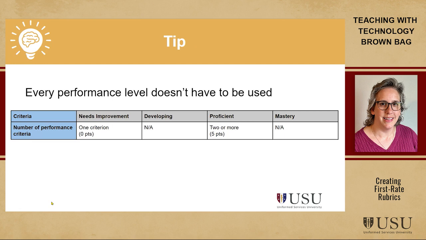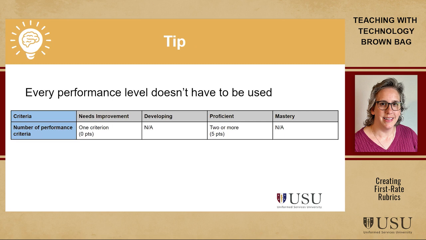So in this case, this happens to be an example from a rubric about analyzing the quality of an analytic rubric. So we mentioned that the number of performance criteria for an analytic rubric should be 2 or more. So if you have that, you're proficient. That's it. And if you don't, if you only have 1, then it would need improvement. So we didn't need to fill in the developing or mastery, because there really wasn't other levels there. It is totally okay to do that. If there really are only fewer options, absolutely do this.